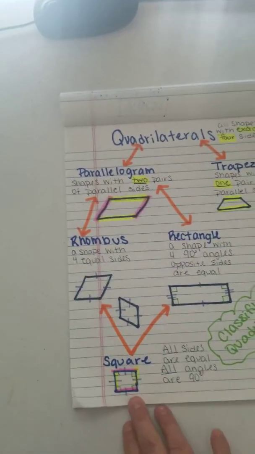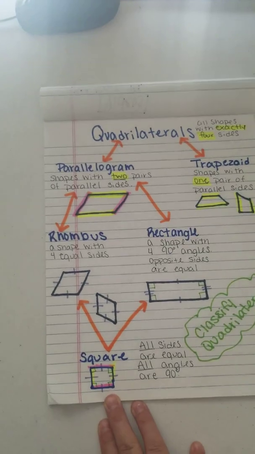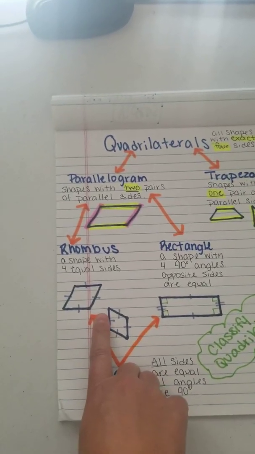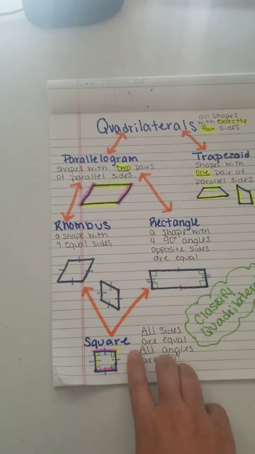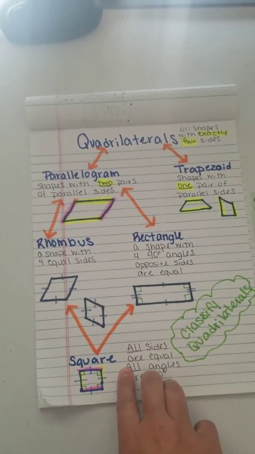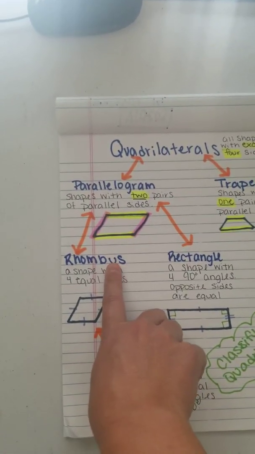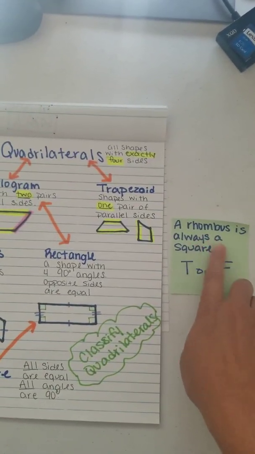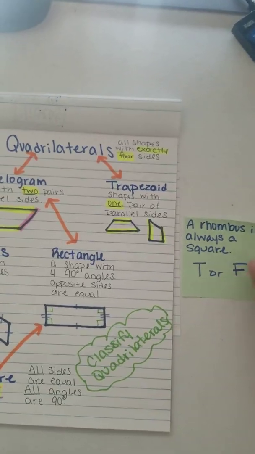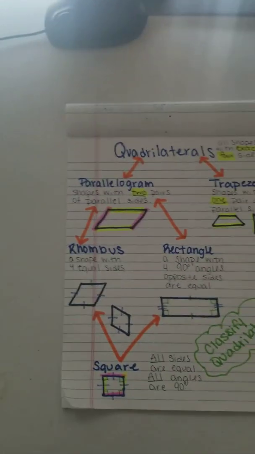Well, we can see from our picture that that's not true. This is what a rhombus looks like. A rhombus is a shape with 4 equal sides. Well, a square is a shape with 4 equal sides, okay? So because I'm going from rhombus to square, my answer is sometimes, not always, so this one is also false, okay?